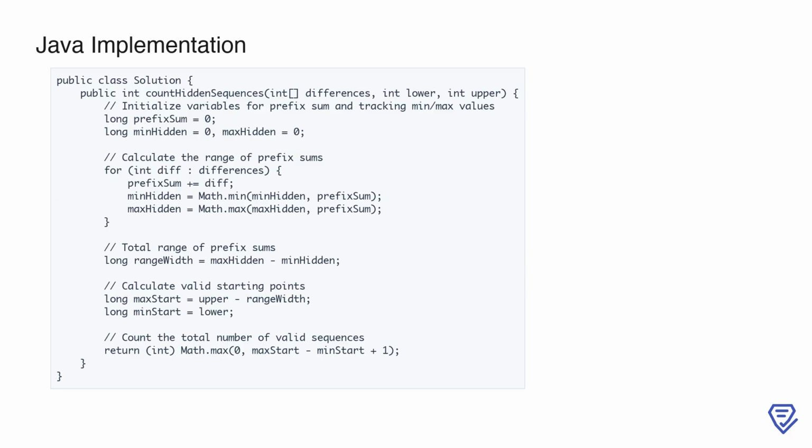The solution mirrors the Python logic, leveraging Java-specific constructs such as the Math.min and Math.max functions for range calculations. Variables are explicitly typed, and the method's signature adheres to Java conventions. The code calculates the range of prefix sums and determines the count of valid sequences using the given constraints.